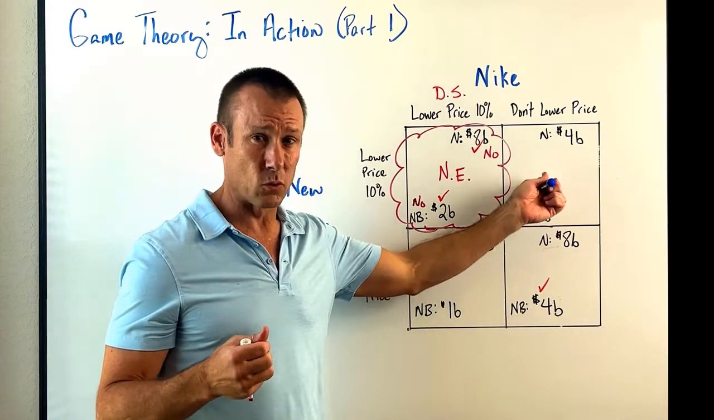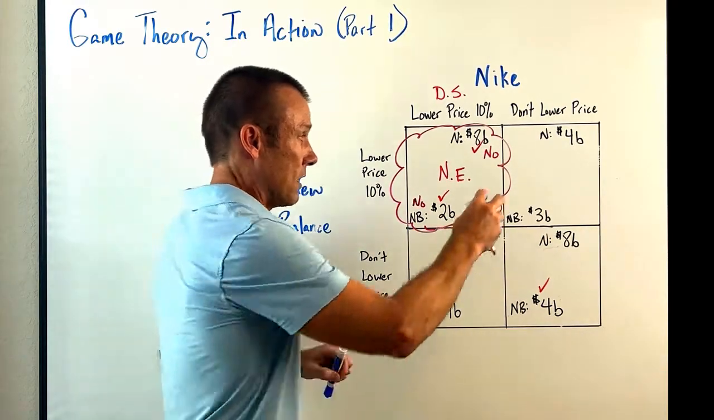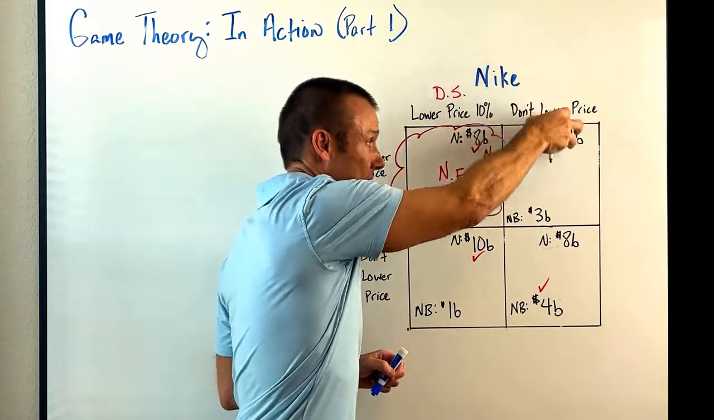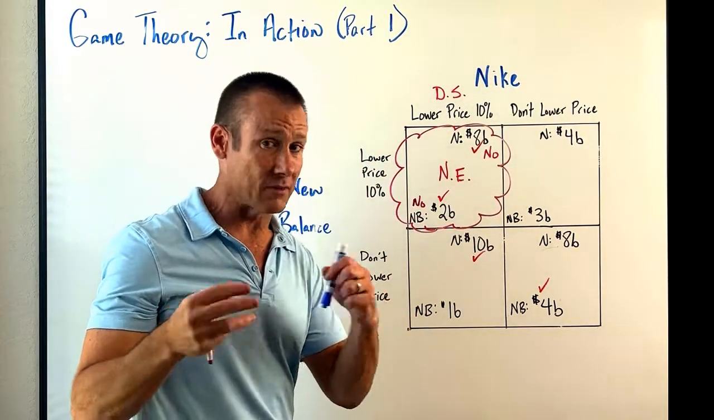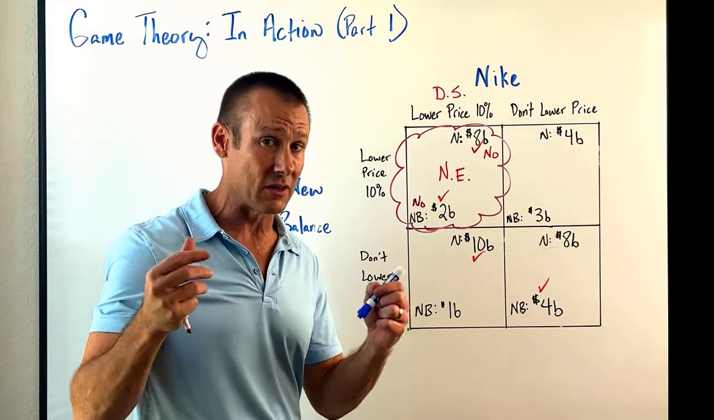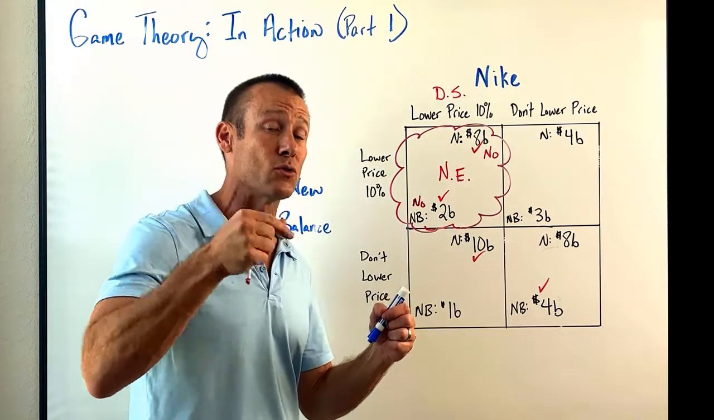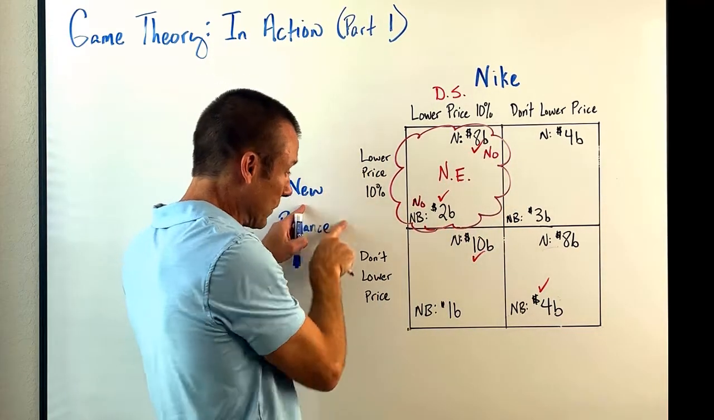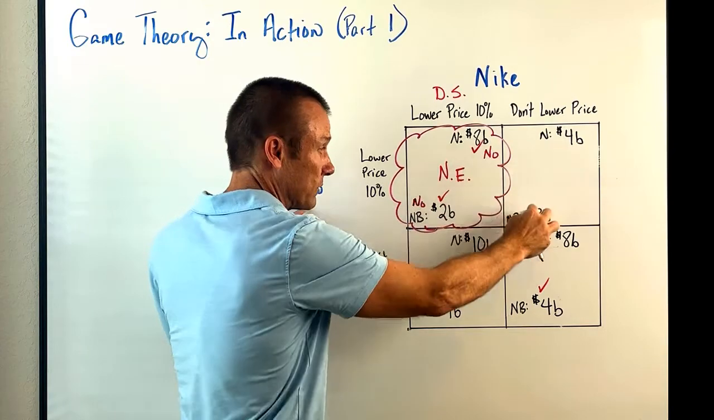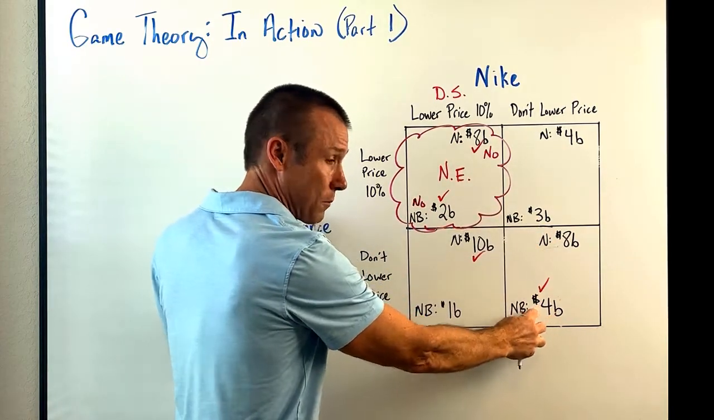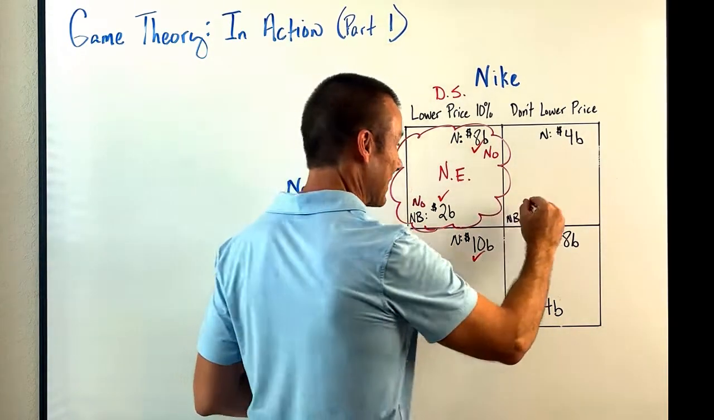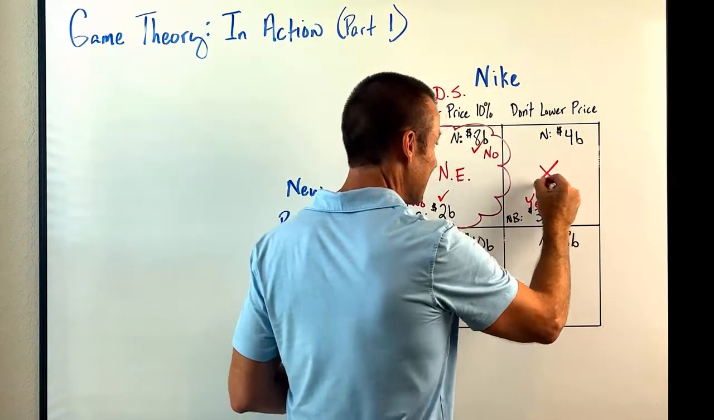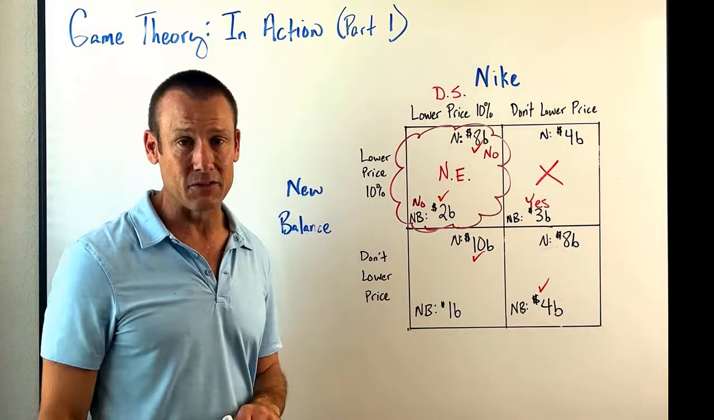Let's go do this one right here, okay? So how did we get to this outcome? New Balance played lower price. Nike did not lower the price, okay? Given that, does either one have an incentive to change their strategy given the strategy the other player played to get to that outcome? So does New Balance have an incentive to switch over to don't lower price, which would take them from $3 billion to $4 billion? The answer is yes, they do. As soon as you get a yes, nope, not a Nash equilibrium.